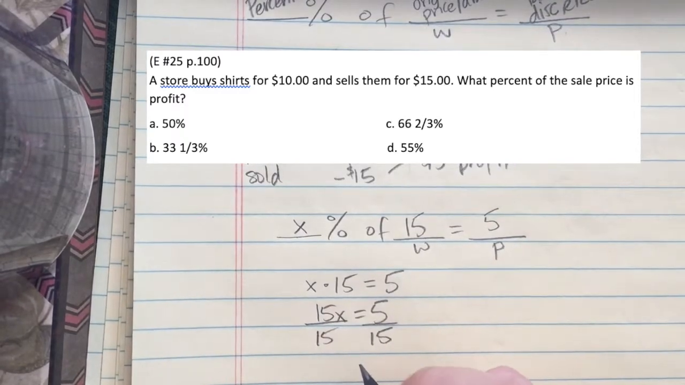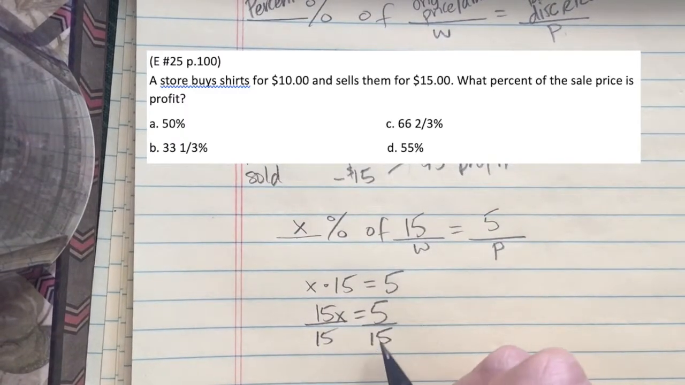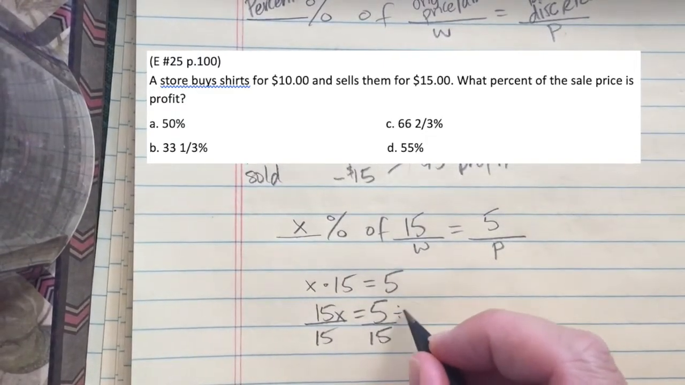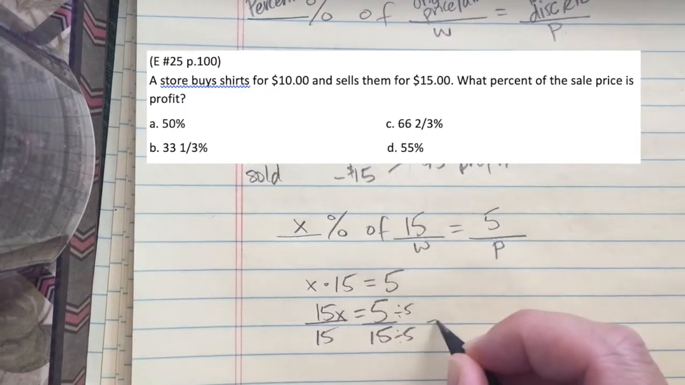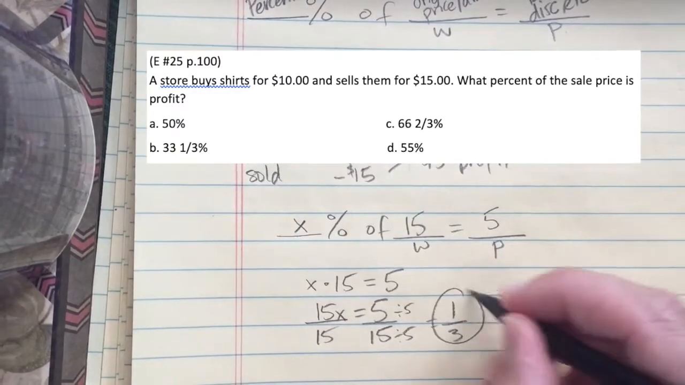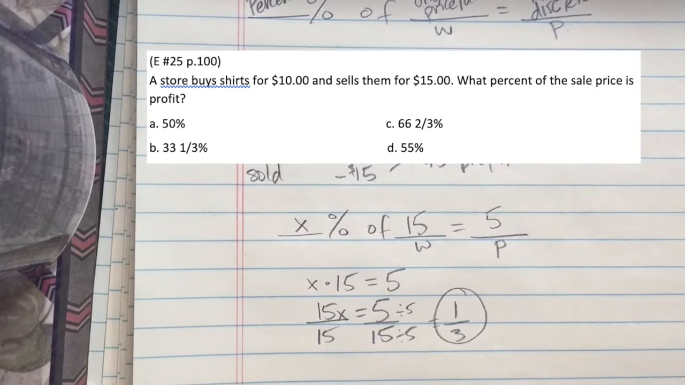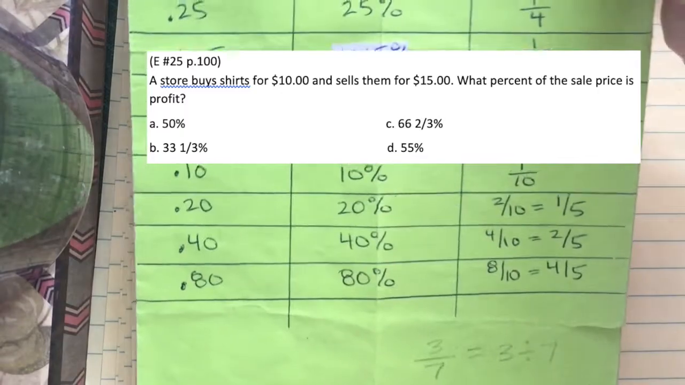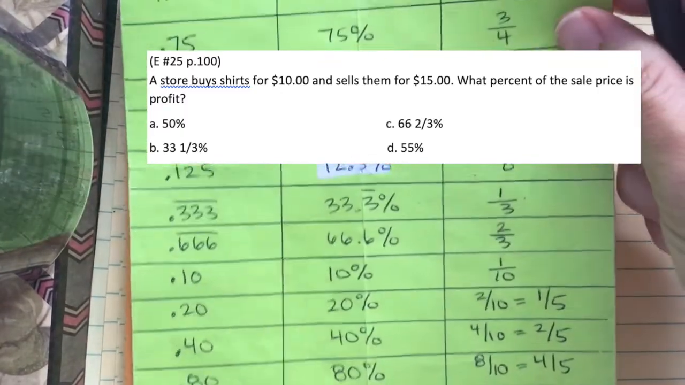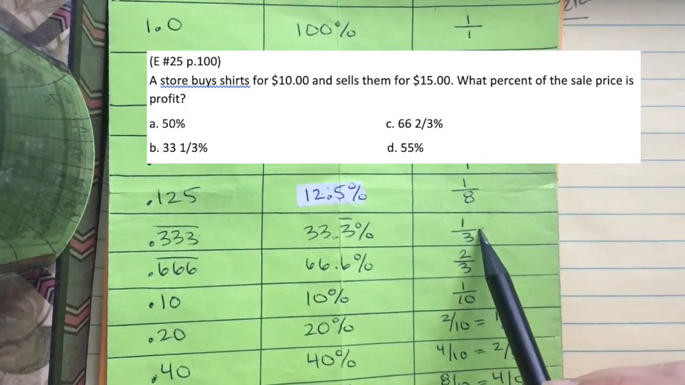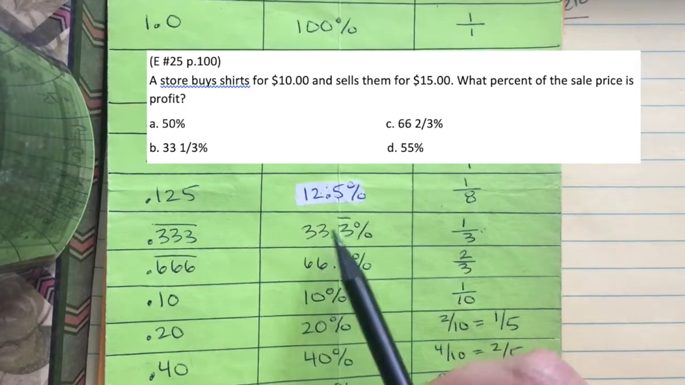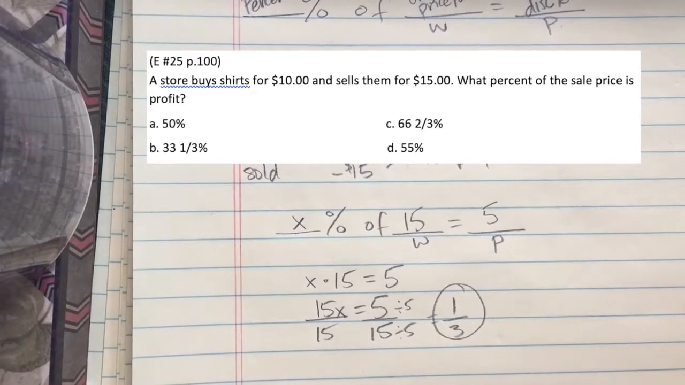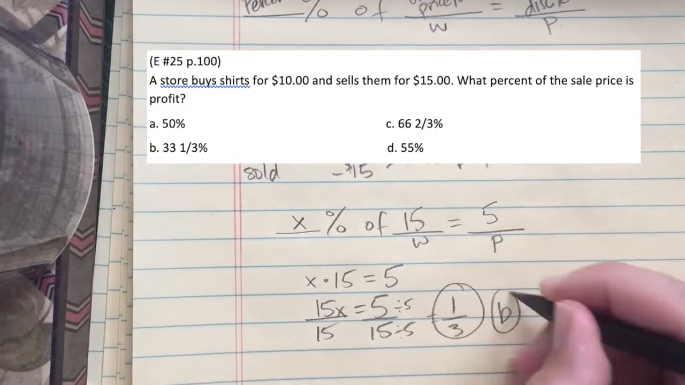Right now, I could do this a couple ways. Right now you have a fraction here, right? 5/15. That could be reduced to 1/3. And I know, because I've memorized all the equivalent fractions on the back of my handy dandy foldable, I know that 1/3 is the same thing as 33.3333%. So looking at your answer choices, it has to be B.